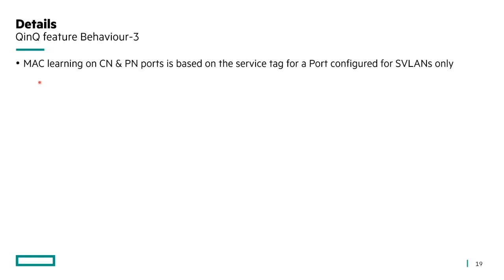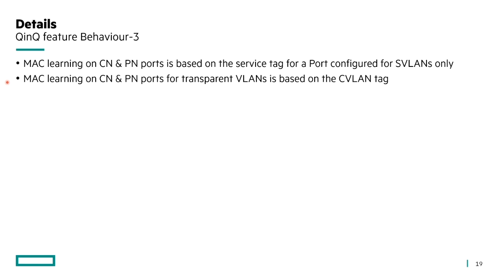And some more details for QinQ feature behavior, slide number 3. So for CN and PN ports configured for SVLANs only, MAC learning is based on the SVLAN tag. And conversely, for CN and PN ports for transparent VLANs, MAC learning is based on the CVLAN tag. Maybe a bit obvious, but I thought I'd put it on the slide. Mirror and sFlow are supported on QinQ ports, and we'll cover a little bit more detail towards the end on that.